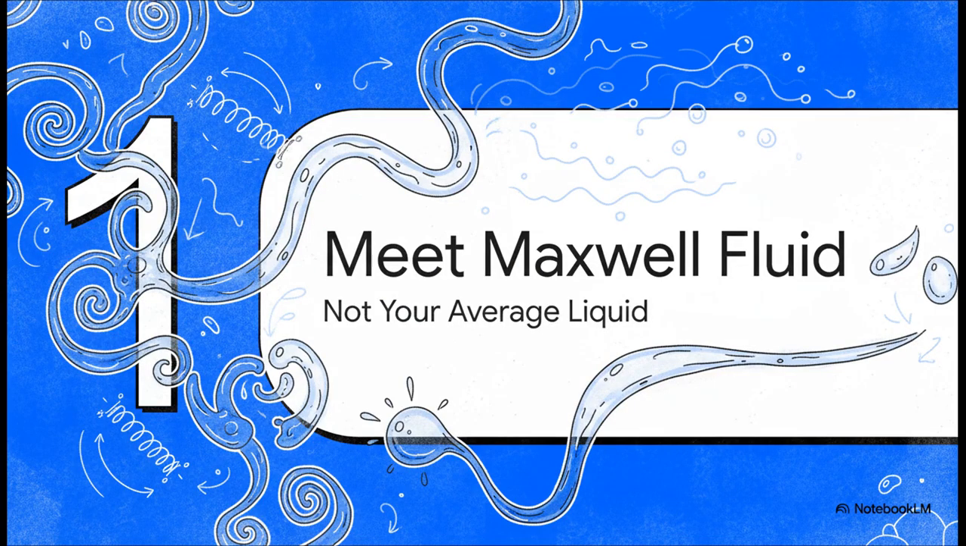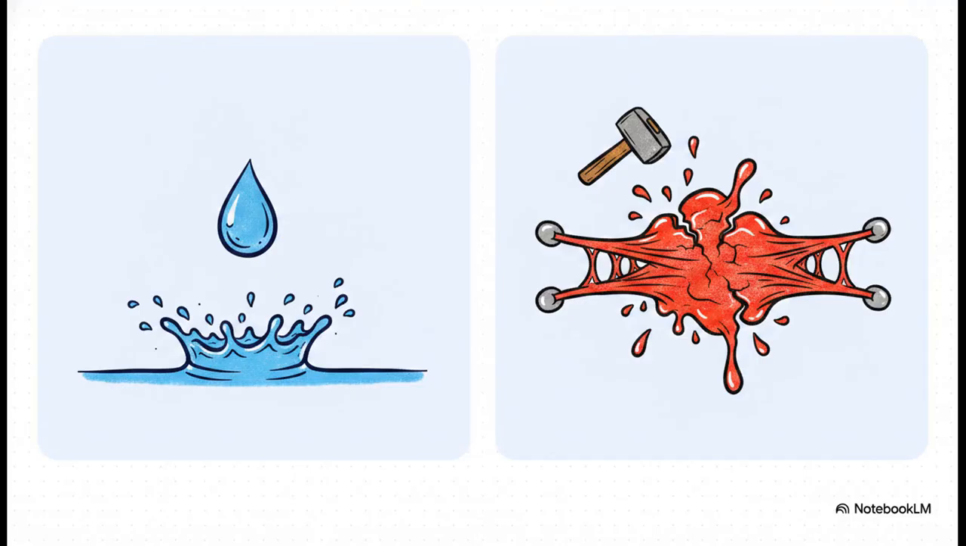Meet the Maxwell fluid. And trust me, this is not your average liquid. Think about a simple Newtonian fluid, something like water or apple juice. They follow really simple, predictable rules of flow. But then you have non-Newtonian fluids, things like blood or liquid plastic. Like I said, they're rebels. Their consistency literally changes depending on the forces you apply to them. That means a single, simple equation just cannot capture how they move.